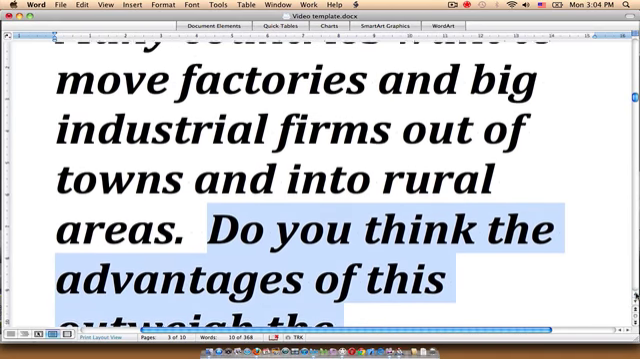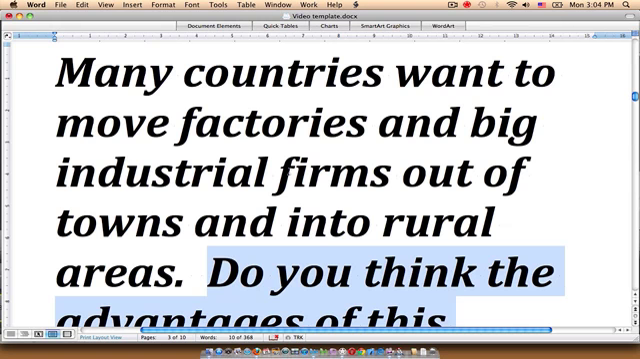Now let's look at the background sentence. This background sentence reads, many countries want to move factories and big industrial firms out of towns and into rural areas. If the word rural is new, this is a word that refers to perhaps more of a countryside or an underdeveloped area. So, a town or a city would be an area where lots of people live. A rural area would be an area where perhaps not so many people live. It's an underdeveloped area.